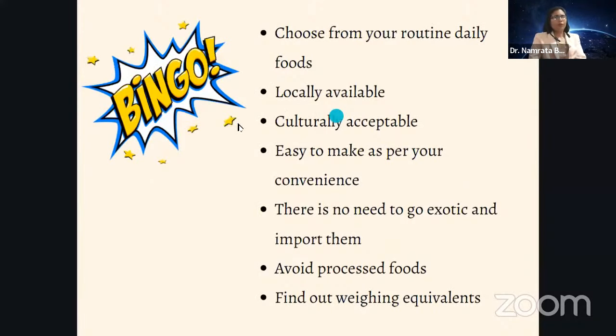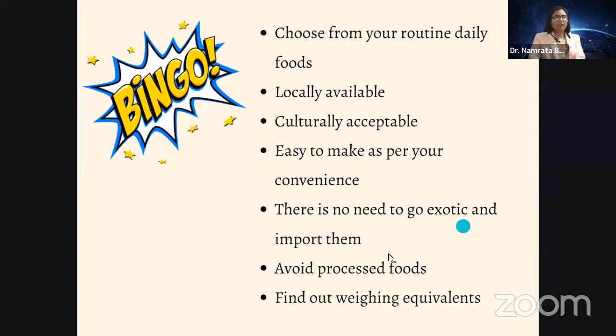So bingo. What to choose then? Choose from your routine daily foods. And yes, you can do it. Locally available. आजू बाजू में ही मिल जाता है. Culturally acceptable. So if you are a vegetarian, it's no need कि भैया non-vegetarian बहुत अच्छा होता है, तो now I'll come to. And at the same time, don't need to shame a non-vegetarian. हाँ रे अच्छा है. Easy to make as per your convenience. Easy to make होना चाहिए. बहुत कुछ करके बनाना है तो again you lose interest.